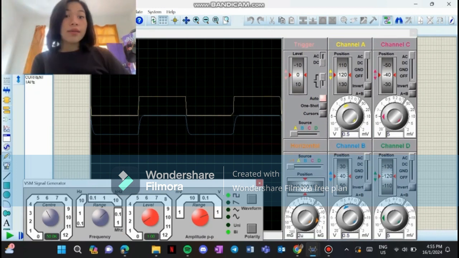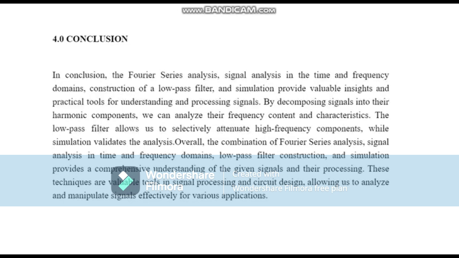In conclusion, the Fourier series analysis, signal analysis in the time and frequency domains, construction of the low-pass filter, and simulations provide valuable insights and practical tools for understanding and processing signals. By decomposing signals into their harmonic components, we can analyze their frequency content and characteristics. The low-pass filter allows us to select against high-frequency components, while simulations validate the analysis.